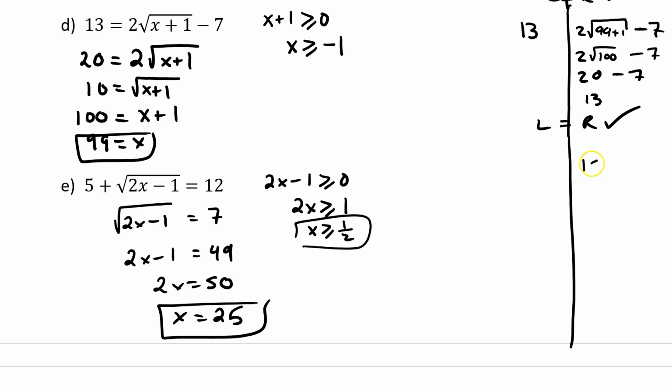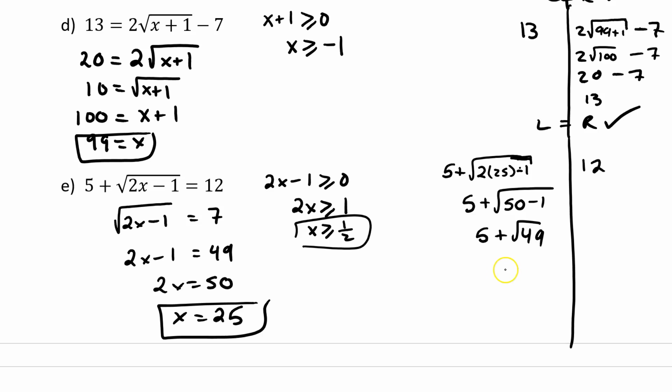Right hand side is real easy. It's just 12. Left hand side is 5 plus the square root of 2 times x, which is 25, minus 1. And then that's it. So 5 plus the square root of 50 minus 1, 5 plus the square root of 49, 5 plus 7, which is 12. Left hand side equals right hand side. Woo!